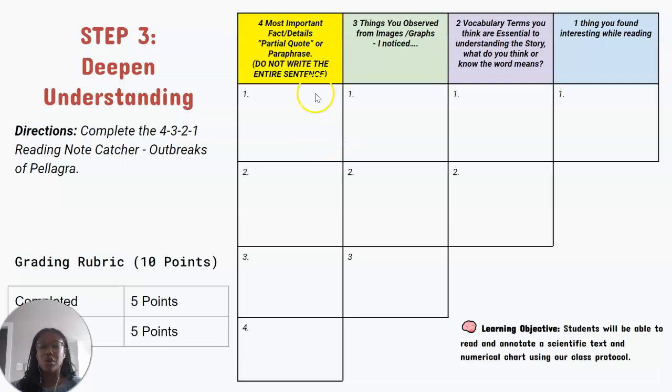So we'd use 4 important facts that you notice, just going down vertically. 3 images or graphs that you notice. What about them? What are they saying? How do they add to the text? 2 vocabulary terms, whether it's ones that we've annotated together or a new one that you felt the need to look up. And finally, 1 interesting thing you found while reading, because of course this is a class about science and inquiry.